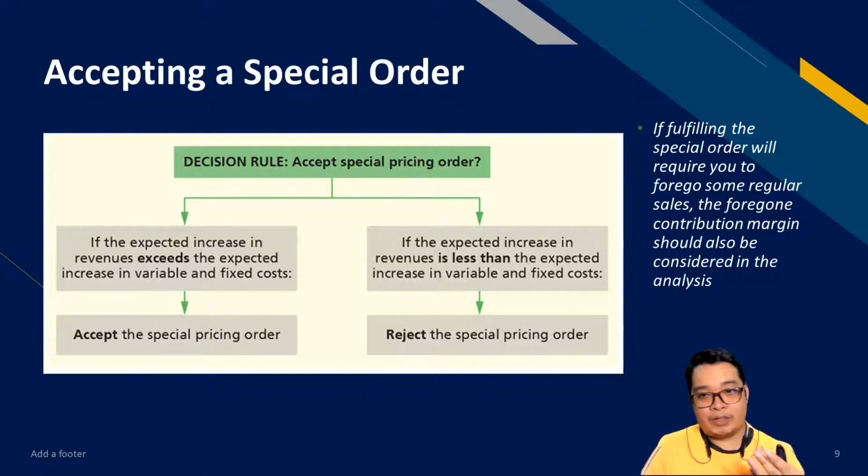But now you have to consider the note there upstairs. If fulfilling the special order will require you to forego some regular sales, then you also need to consider the foregone contribution margin in the analysis, since that will also change. You cannot sell your regular sales anymore because this special order will take up the capacity. So those are the considerations.